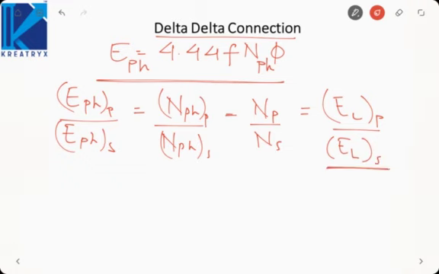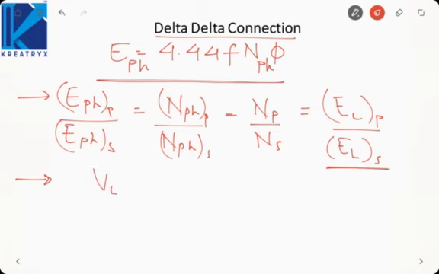Okay. That means the phase to phase turns ratio or line to line ratio is the same in case of delta connection, because line voltage and phase voltage are the same. So the phase to phase ratio and line to line ratio is the same. Okay. Now what is the difference between star connection and delta connection is in the voltages.